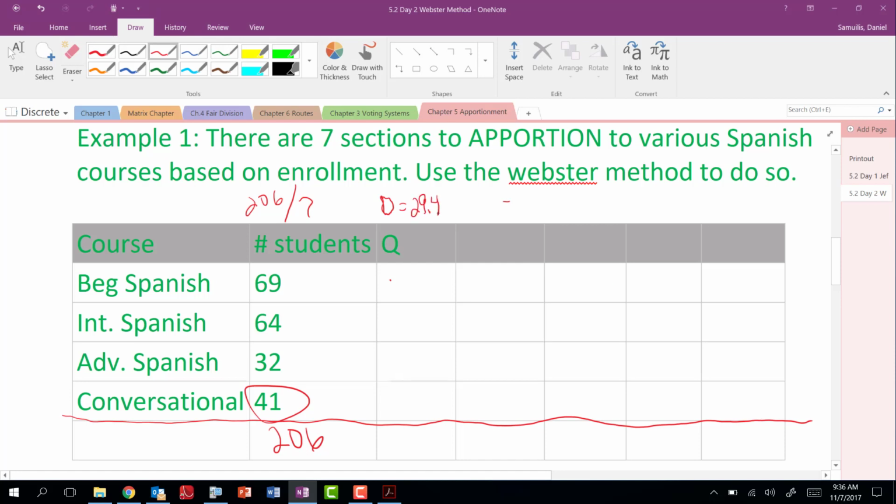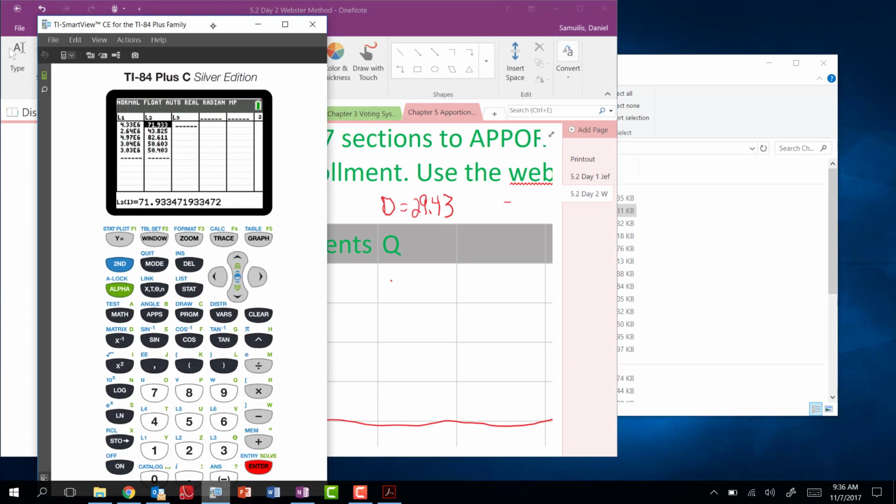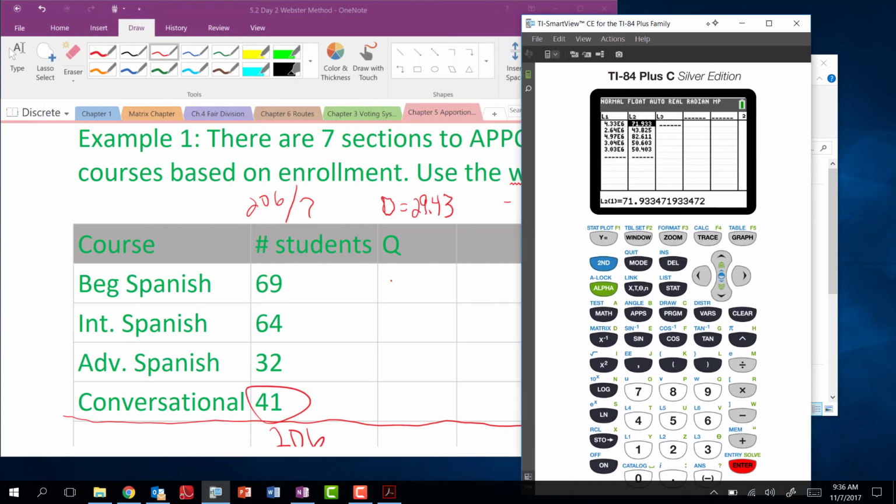0.43, wasn't it? Okay, let's do that. So what that means is we're going to go to our graphing calculator, if you don't mind. Okay, that looks pretty good. I think I'll be able to open up the calculator and hopefully be able to move it.